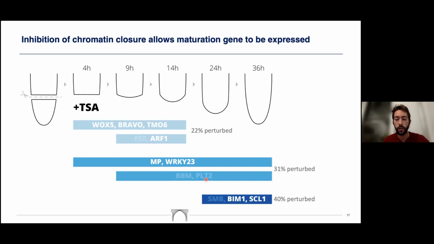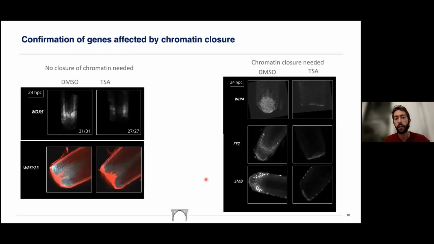And we also, of course, validate the single-cell RNA-seq by using reporter genes, or reporter lines, sorry. And here is WOX5 expression during regeneration, so cut 1 day after, and you see its expression here. And with TSA, even if it's expressed at a lesser rate, it's still expressed for WOX5. Same for WRKY23, it's expressed in TSA, but other genes that we found in single cell, such as WIP4, FEZ, or SOMBRERO, don't come back when you treat with TSA.